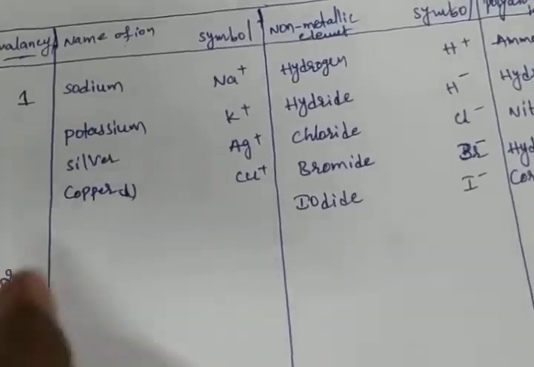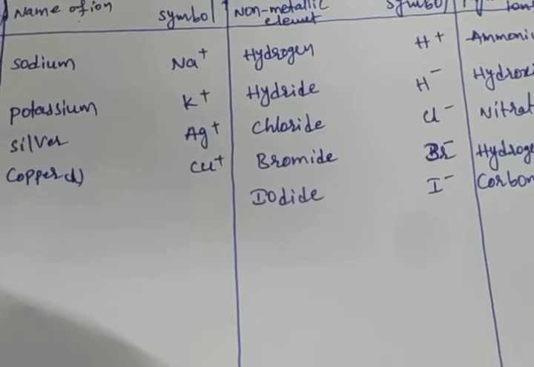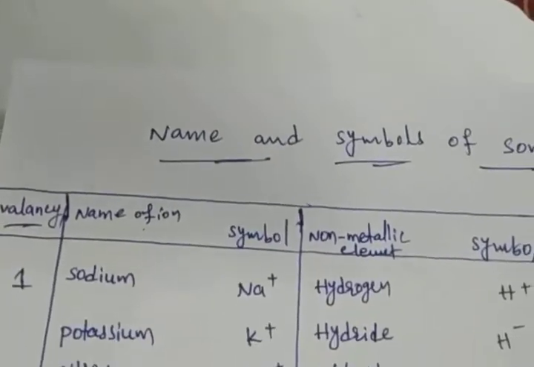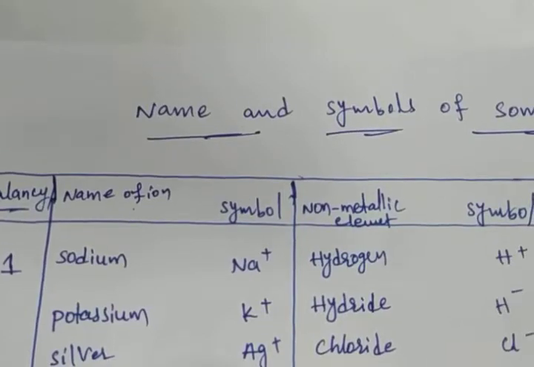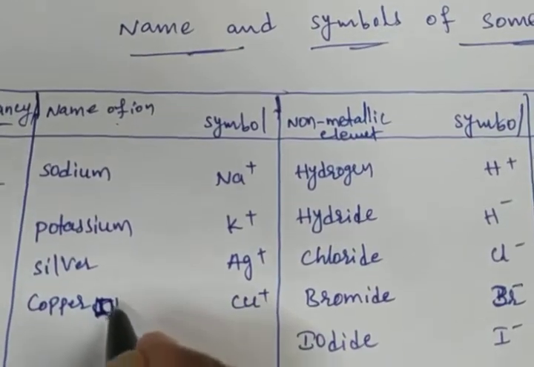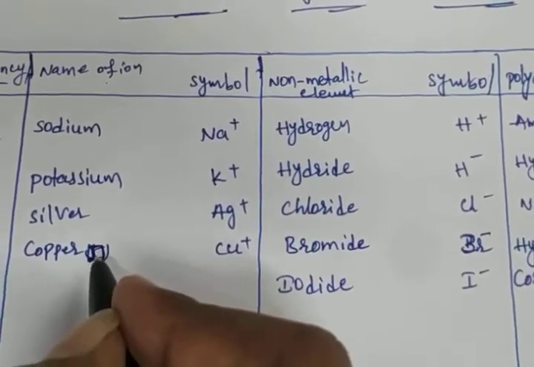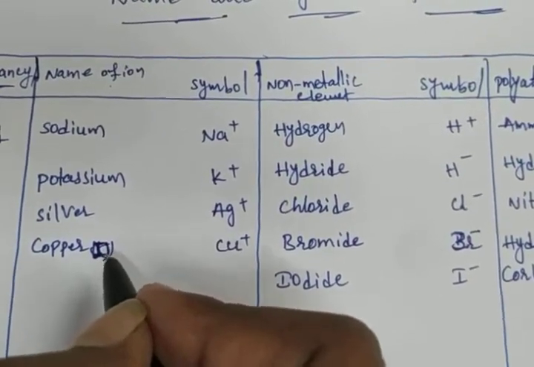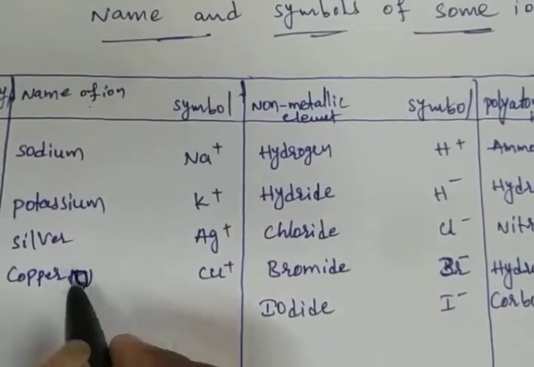Valency 2: magnesium, calcium, zinc, iron, copper. Sorry, copper with valency 1 is not written as liquid. We can represent the charge in Roman numerals. Here copper plus is there, no? This is a Roman numeral. Plus means 1, and 1 we can represent in Roman numerals.